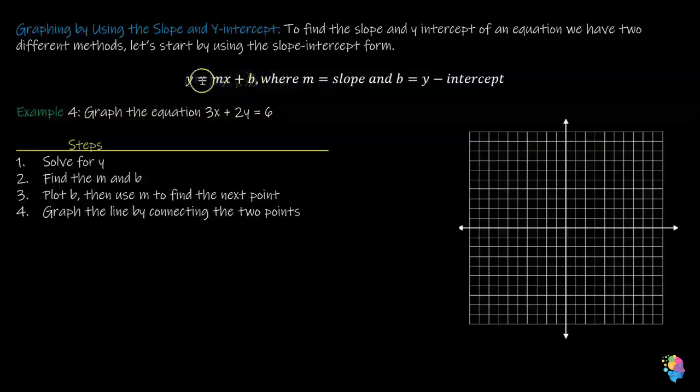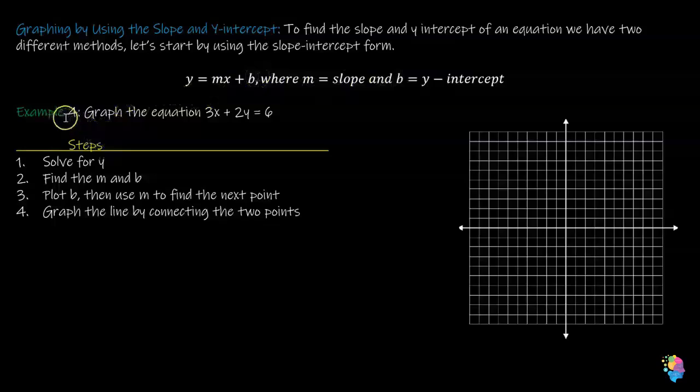Once you have your equation looking like y equals mx plus b, then we can find the slope because m will be the slope, the coefficient of x. This number in front of x will become the slope, and then the y-intercept will be this b, the one that is alone without the x's.